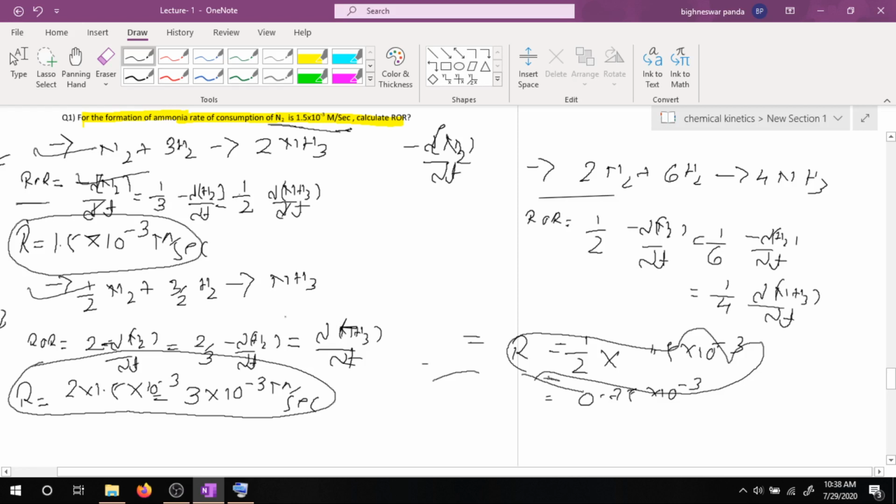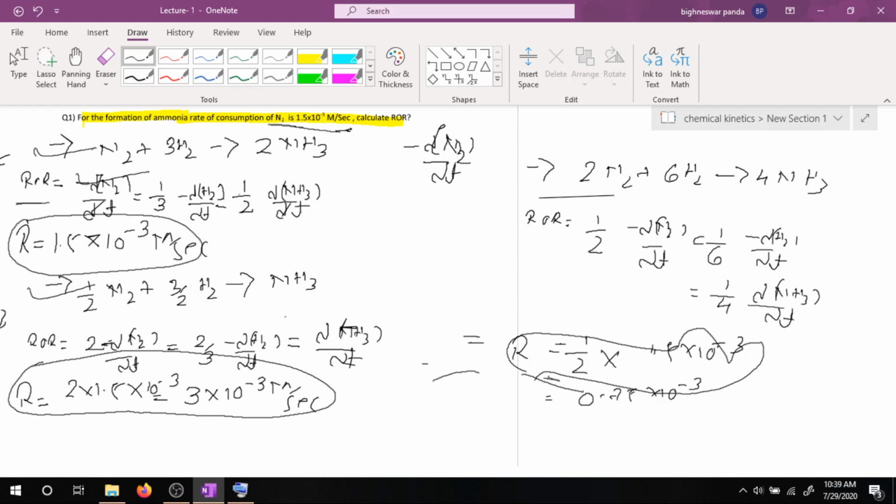So for the formation of ammonia, the rate of consumption of N2 is 1.5 into 10 to the power minus 3 molar per second. Calculate the rate of reaction. The rate of a chemical reaction depends upon the stoichiometry of the balanced chemical reaction. Since the question is incomplete, the rate is also different. All the rates will be correct depending upon the balanced chemical reaction. If you want to calculate the rate of individual species, it will be the same.